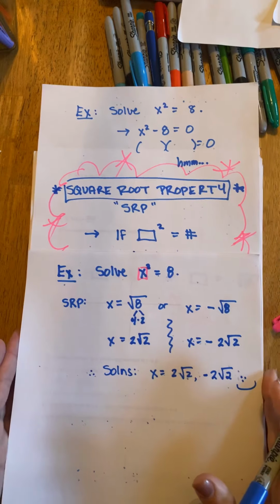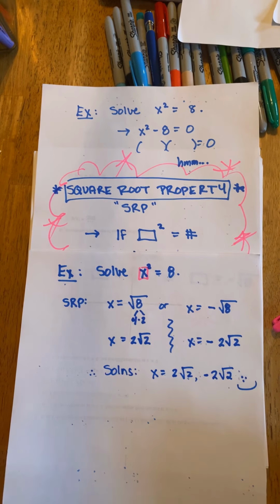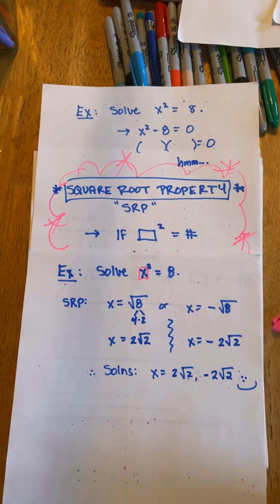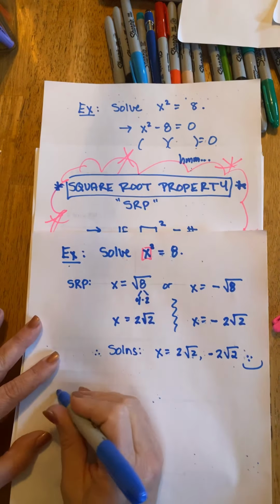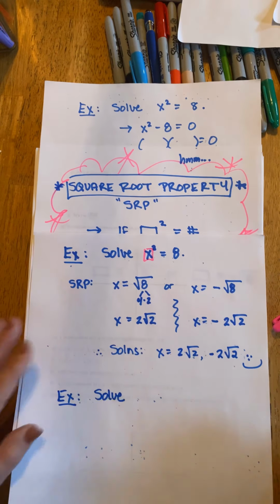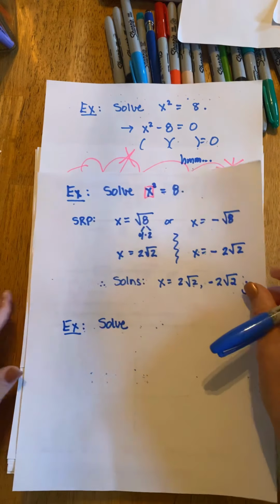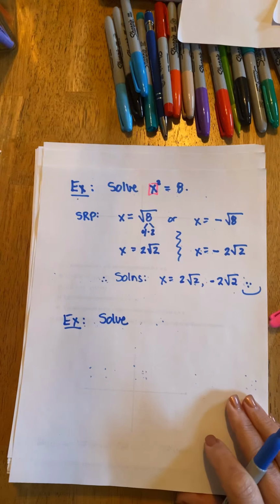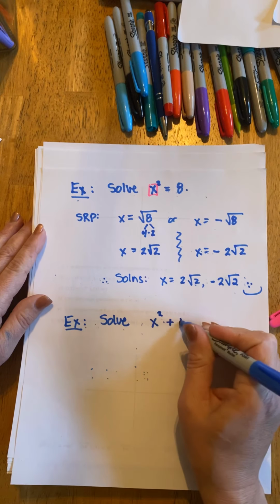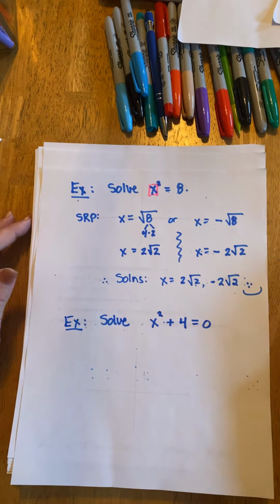So now we can solve any quadratic, anything squared equals any number. It doesn't have to be a nice perfect square number over here on the right side. Oh, yay. All right, so let's try another one. Let's suppose I asked you to solve this. Solve. And I said x squared plus 4 equals 0.